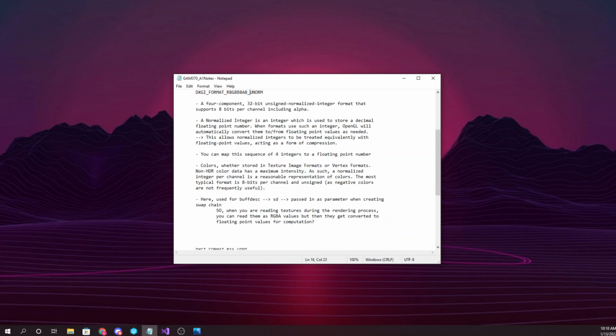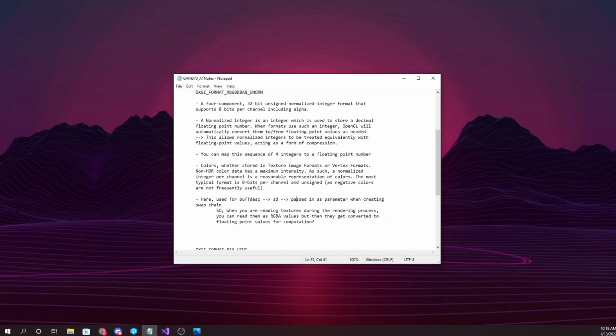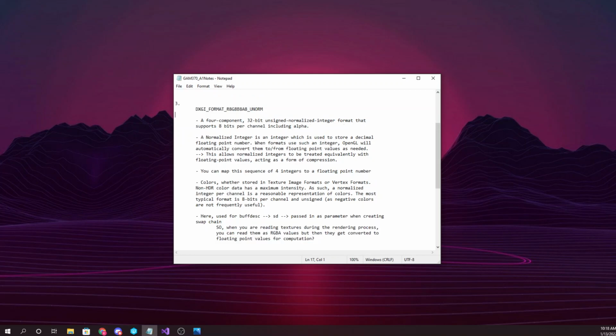And this is useful in the context that we're using it, because we're using it for the buffer description for the swap chain. So the swap chain is responsible for reading textures, like we said, and swapping back and forth between them. When you're reading a texture, textures are usually formatted with the 4-channel colors. But when the computer is processing it, I assume that just imagining those 4 integers as one floating point number is more helpful. So that was kind of my understanding of this one.